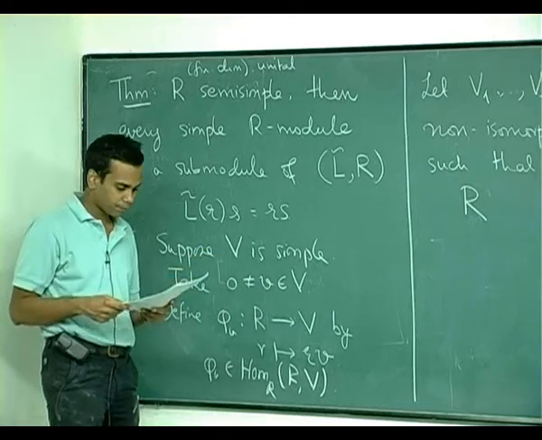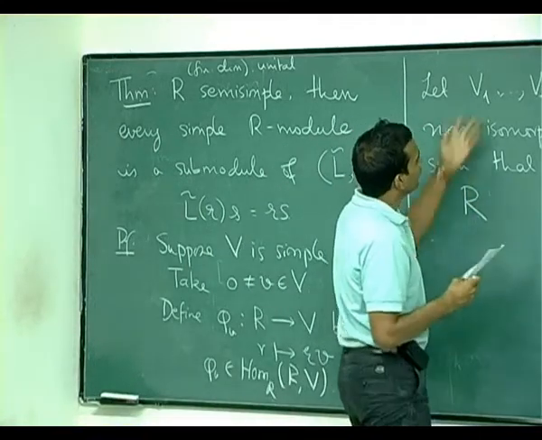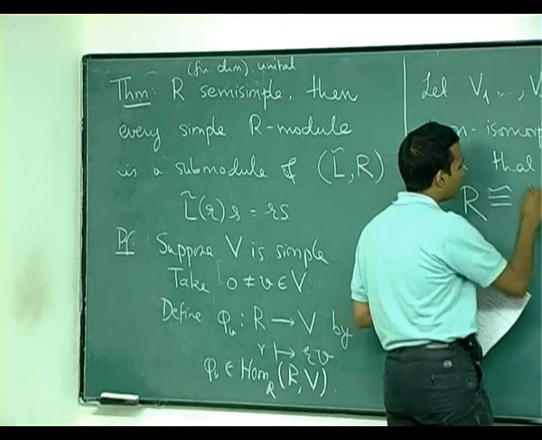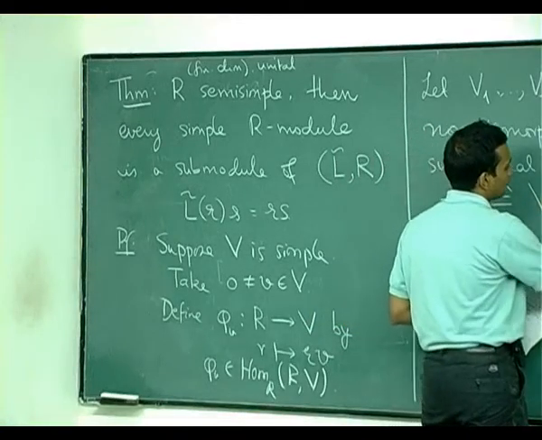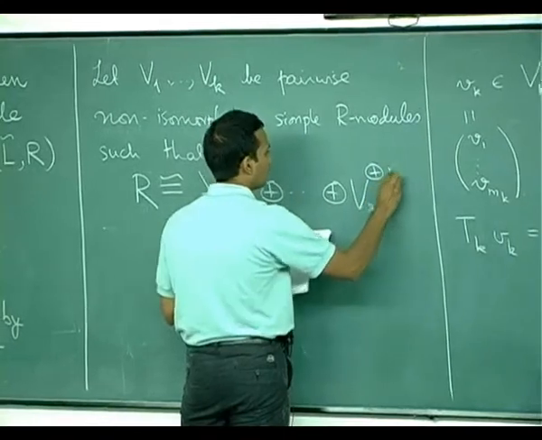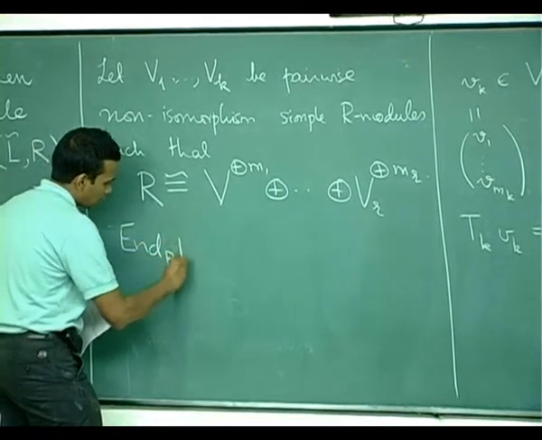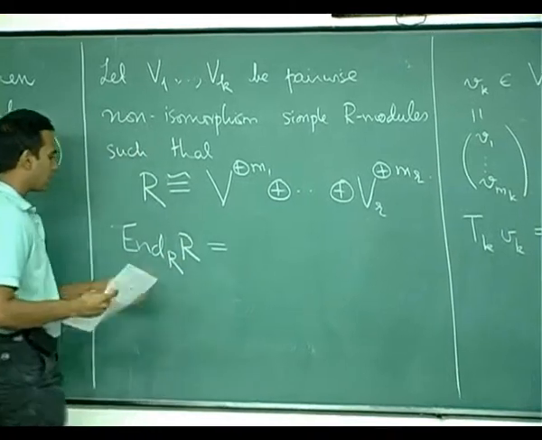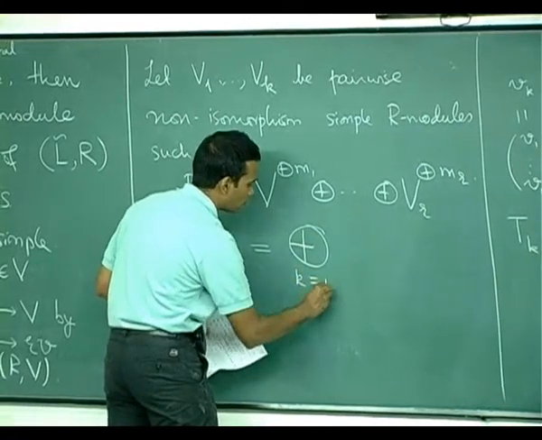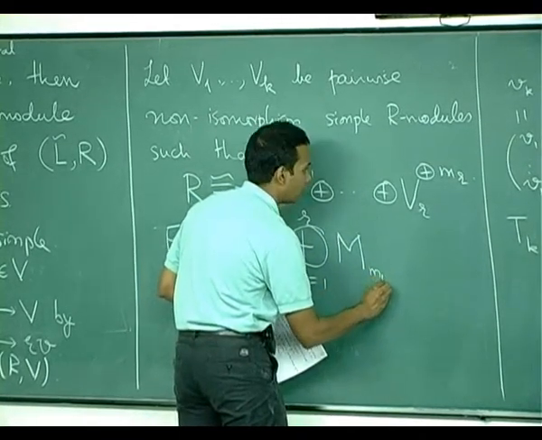in many problems in representation. So suppose we can find pairwise non-isomorphic simple R modules such that we have this isomorphism of the left regular R module, by what I just discussed, this End R. So the endomorphism of the left regular R module is going to be the summation k goes from 1 to r, a sum of matrix algebras m_k by m_k.